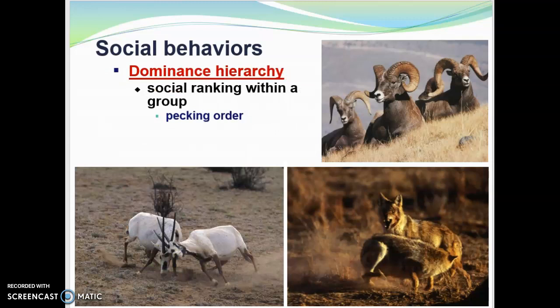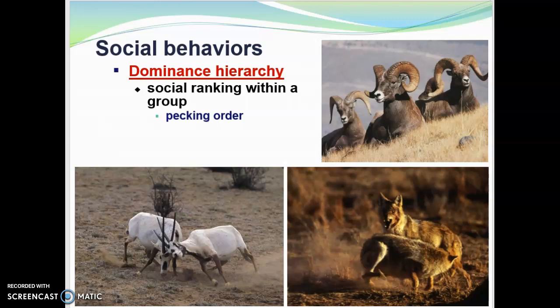Another type of social behavior is dominance hierarchy, and this is social ranking within a group. It's pecking order. Social ranking. I mean, the best example is the alpha wolf. It's very common and one that we know about, the alpha wolf. One alpha makes all the decisions for the pack, and everybody follows that wolf.